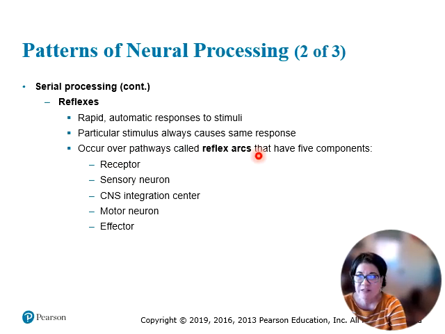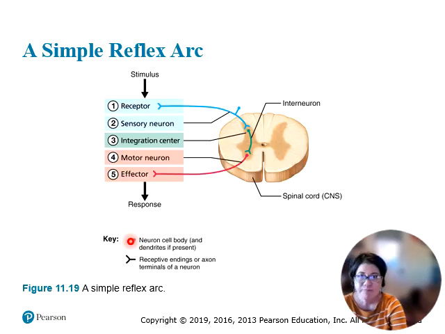There's what we call a reflex arc, where the receptor receives the information, it goes to a sensory neuron, then it goes to an integration center, usually in the spinal cord. Then it goes to a motor neuron and then an effector, and you kick your leg. So here that is the receptor. This is the spinal cord. This is an interneuron. The blue is a sensory neuron, and the red is a motor neuron, and then it's going to cause a response. So that's a simple reflex arc.